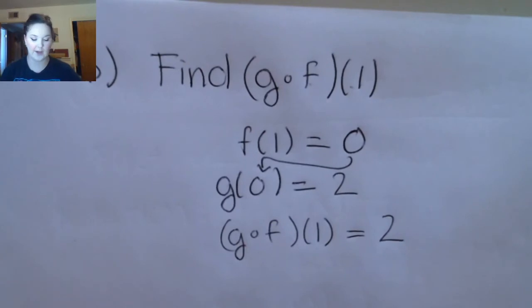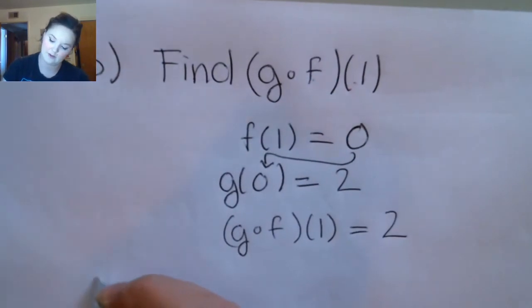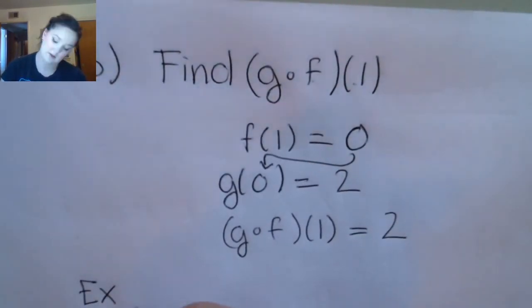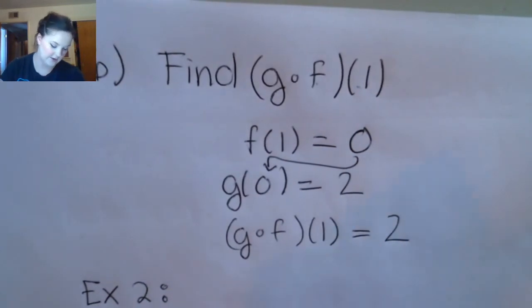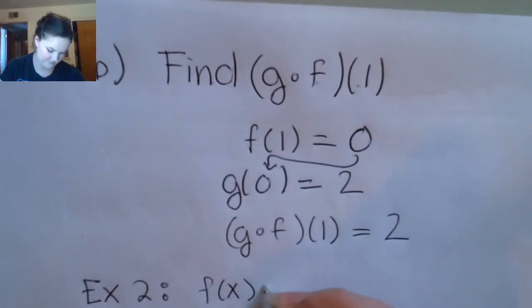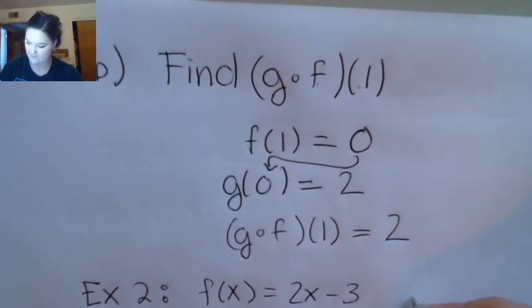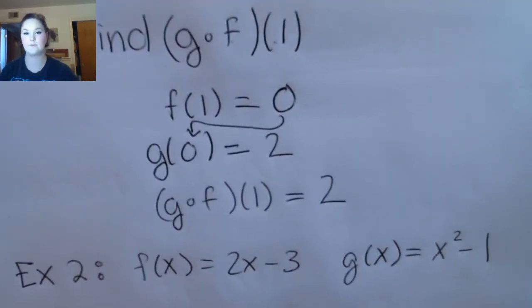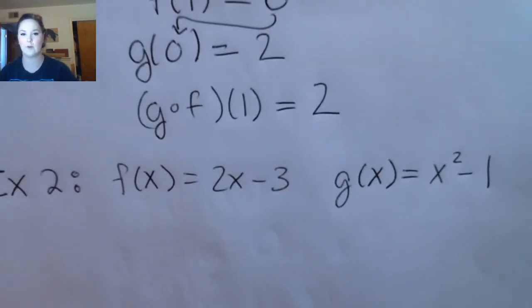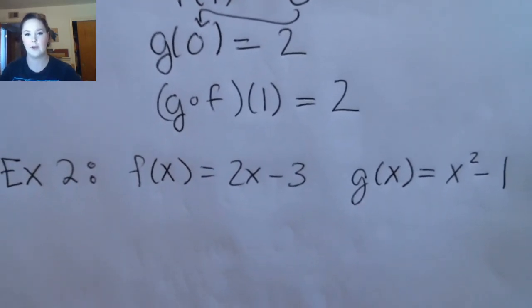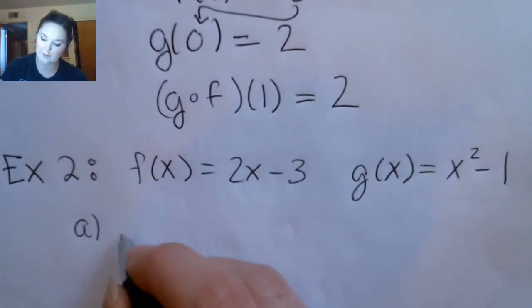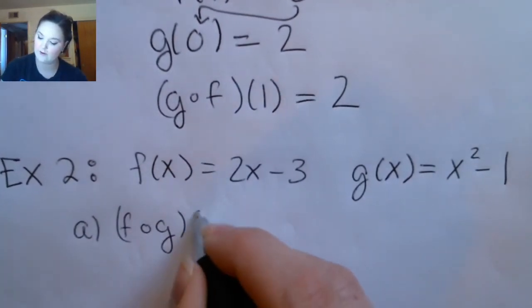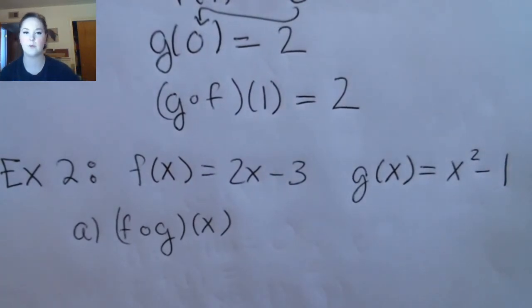So let's look at if we don't have a table of values, but instead we have some equations. Here's our equations. For part A, we're going to find f composed with g of x, and then for part B, we'll find g composed with f.